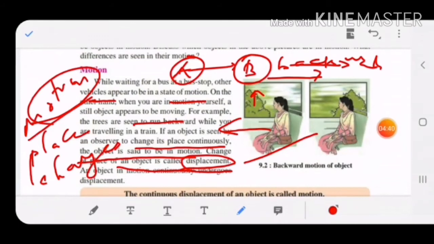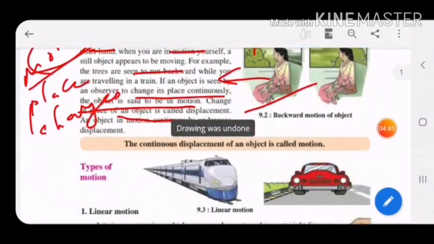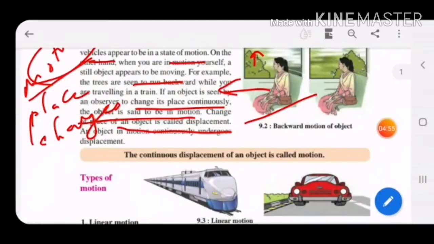Displacement. An object in motion continuously undergoes displacement. The continuous displacement of an object is called motion. So what is motion? The continuous displacement of an object. The object always changes its place from one place to another. That means it is in motion, it is moving, and it changes its place also. So displacement also takes place. So that is what is called motion.